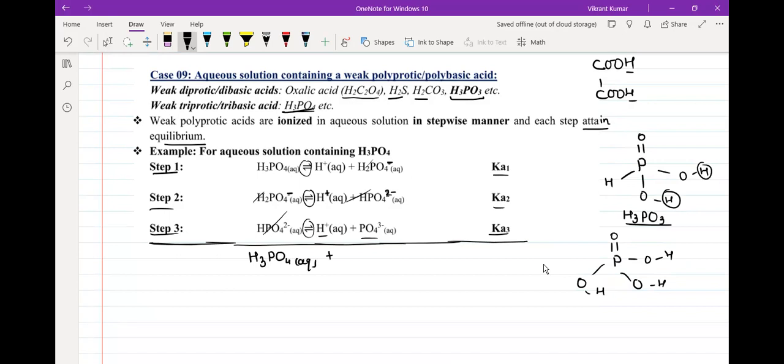So we'll say H3PO4 aqueous will be giving you 3H+ aqueous plus PO4 3- aqueous. And now if I ask you what will be the equilibrium constant for this reaction? K1, K2, K3. Yes, because when we add the reactions, K get multiplied, right? Clear, everyone?